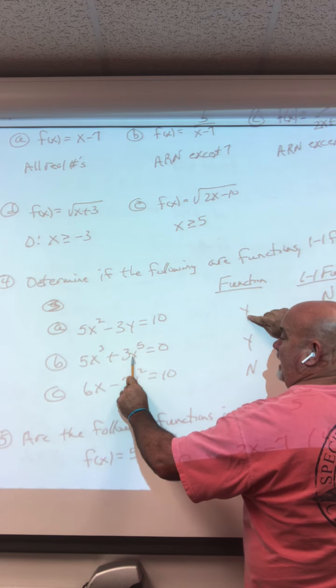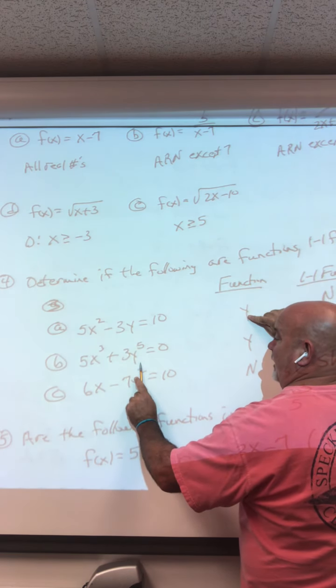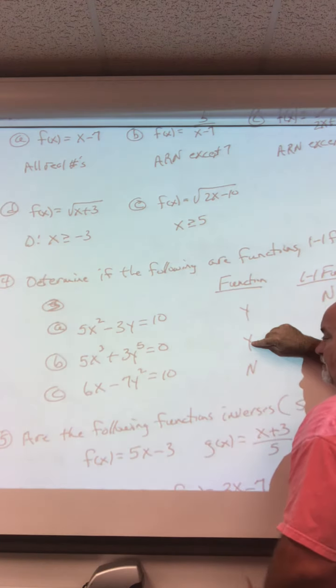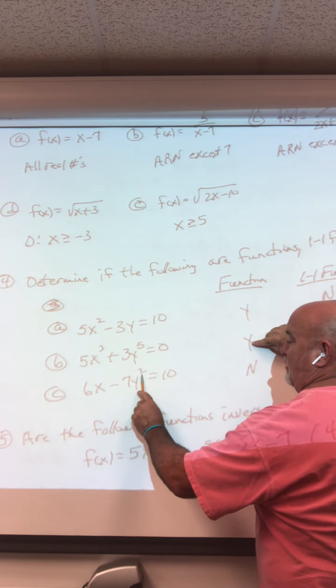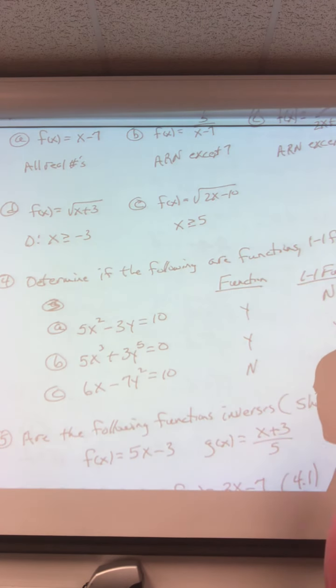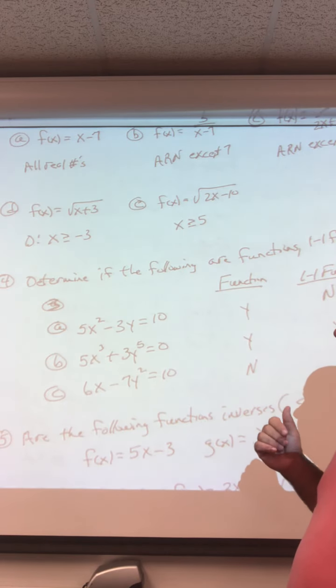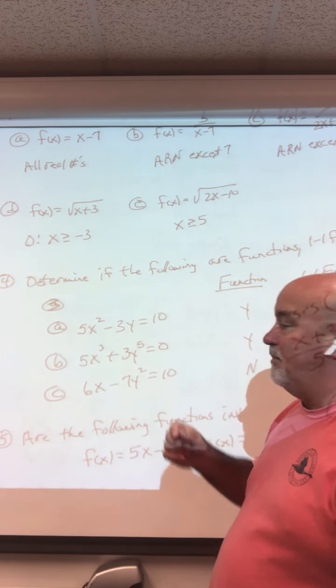Biggest power of y cannot be even. It's not. Y cannot be an absolute value. It's not. That's a function. Biggest power of y cannot be even. It is. That's why this one's not a function. Now, when you go to the one-to-one function, biggest power of x cannot be even.